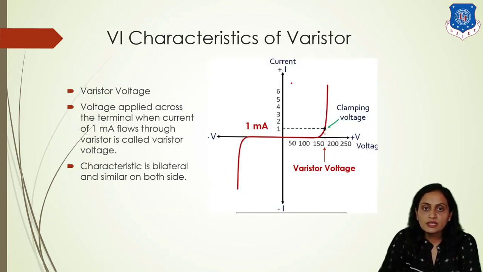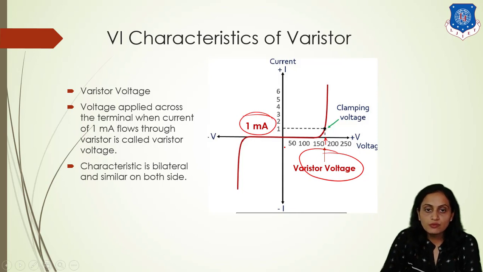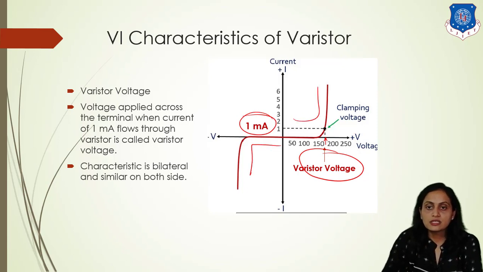VI characteristic of varistor. This is the varistor voltage. So the voltage applied at the terminals of the varistor when 1 milliampere current flows is called the varistor voltage. The characteristic of varistor is bilateral and it is similar in both the forward region and the reverse region.